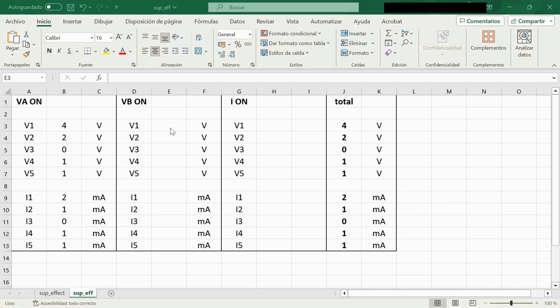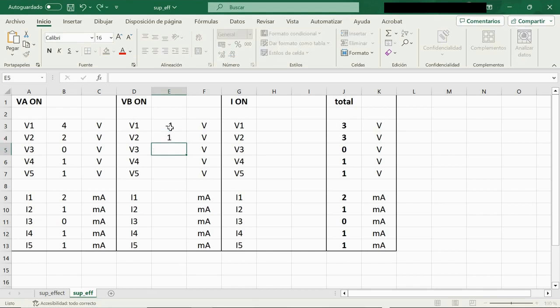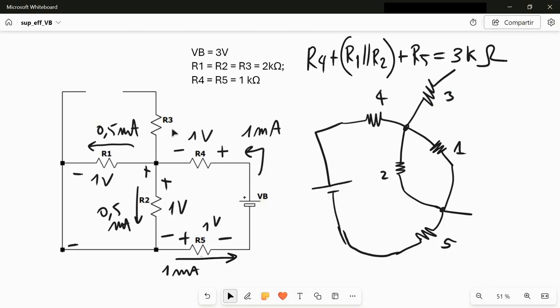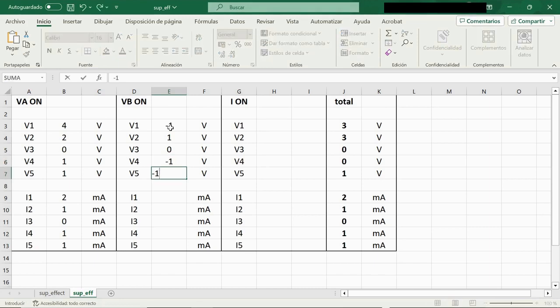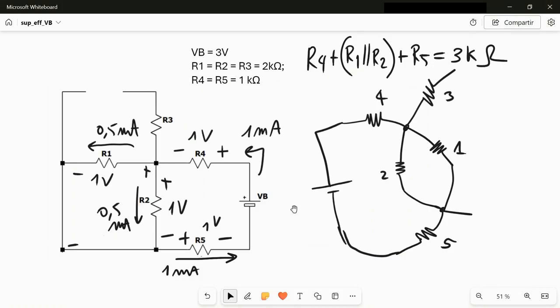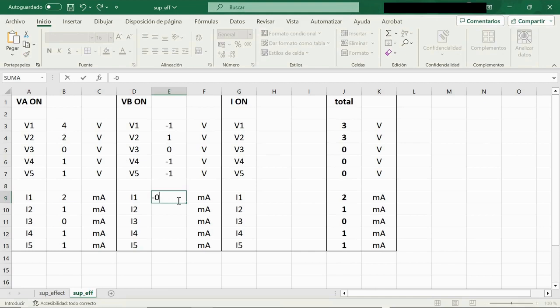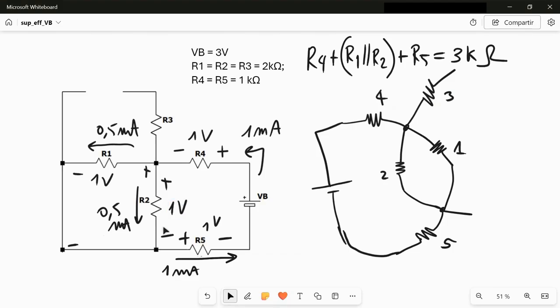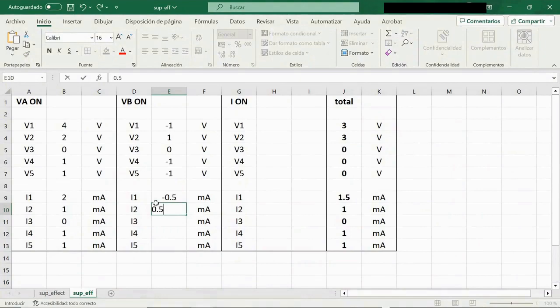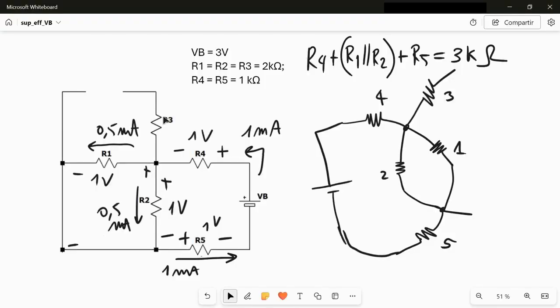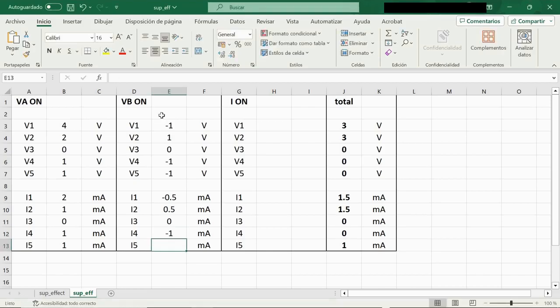Again, -1, -1, 1, 0, -1, -1. For the currents, I1 will be minus 0.5, I2 will be 0.5, I3 will be 0. I4 will be minus 1 milliampere, and I5 will be minus 1 milliampere. So I am done with the second case.